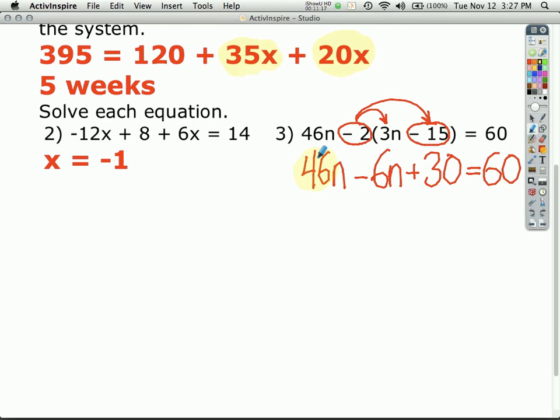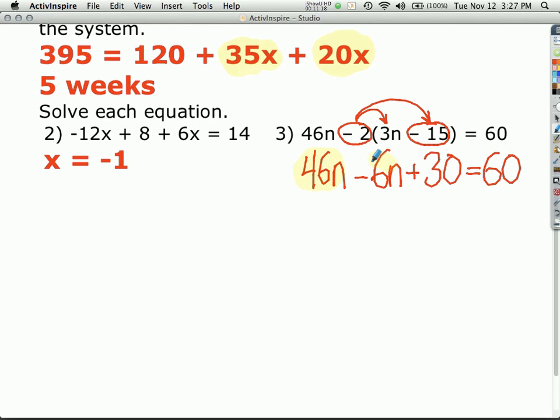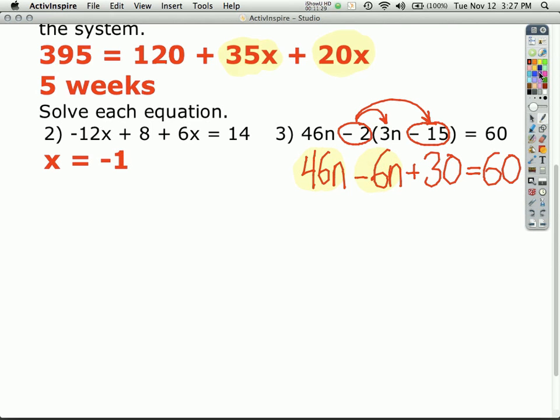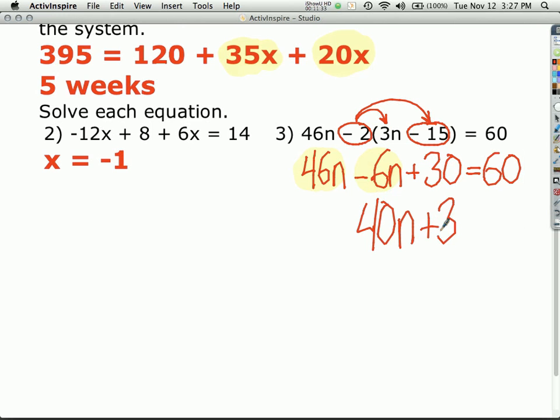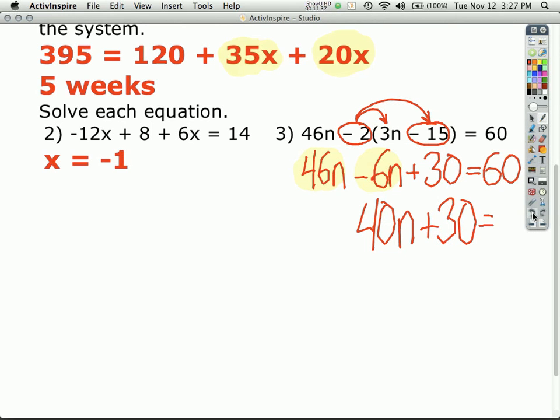I love the way you said that. 46n and negative 6n. When we combine those, what do we get? Kiara? 40n. Very good. And so we end up with 40n plus 30 equals 60. Yep, that's not a 6. 60.